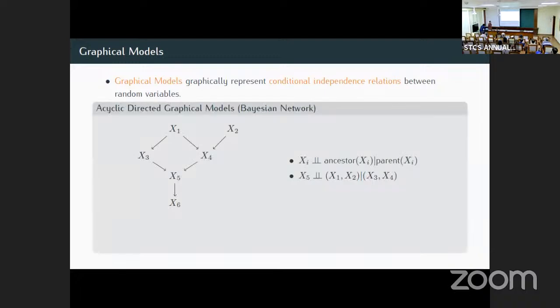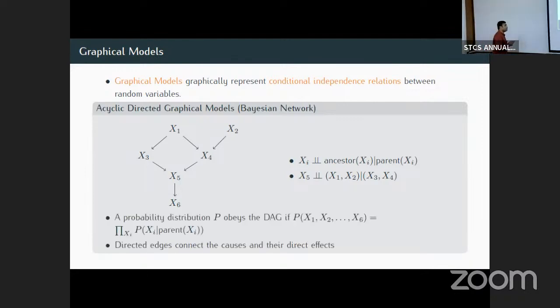So we study acyclic directed graphical models, where we have a DAG that represents a set of conditional independence relations. For example, this is a DAG and each xi is independent of its ancestors given its parents. For example, x5 is independent of x1 and x2 when we are given x3 and x4. A probability distribution P is Markov to this DAG if the probability of x1 to xn, the random variables, is equal to the product of P(xi given its parents).